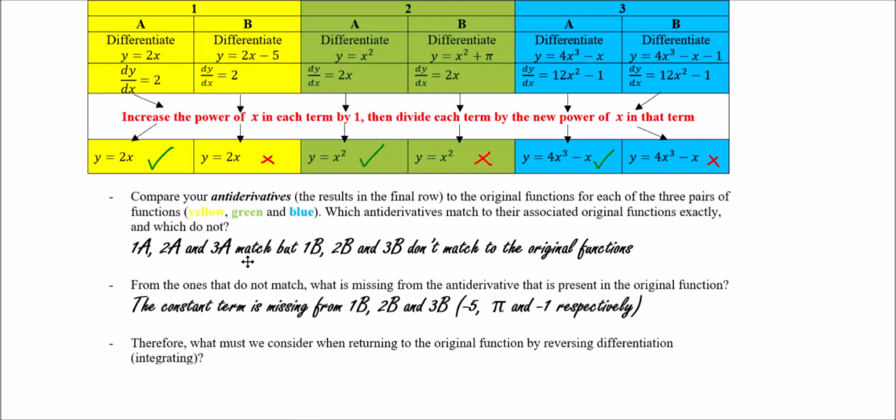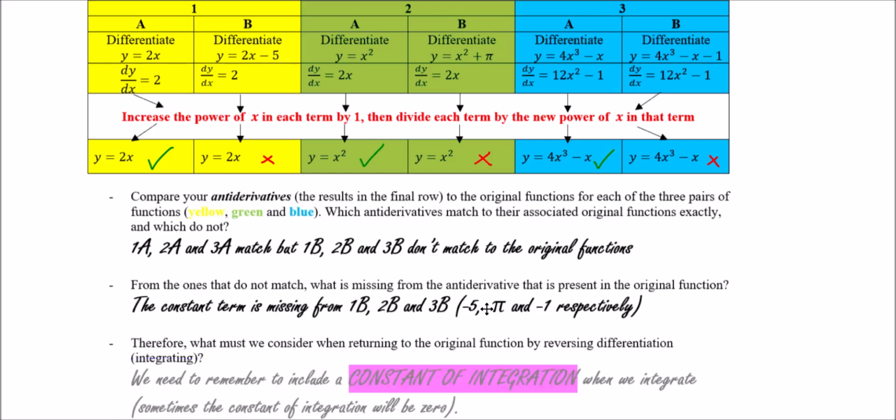What I'm trying to get at is what we need to consider when we do the opposite of differentiate, when we integrate. What we need to consider is that in the original function, which you're trying to find, there might have been a constant term. There might not have been. Like here, there was no constant term, but there may have been. And so we need to account for that possibility by including what's called a constant of integration when we integrate.